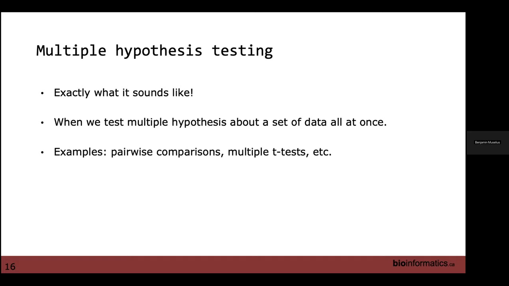Cool. So, multiple hypothesis testing. Statisticians aren't particularly inventive when they name things. It's exactly what it sounds like. It is testing multiple hypotheses at once. A couple of examples of this are pairwise comparison and multiple t-tests, like I already talked about, basically looking through a bunch of values at once. This is very prominent for us in proteomics because most times, unless you're doing something like PRM or a form of MRM, you're testing thousands, if not tens of thousands, of proteins at once. So you very much have multiple hypotheses you're testing.